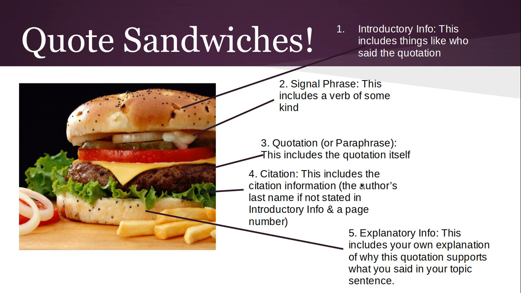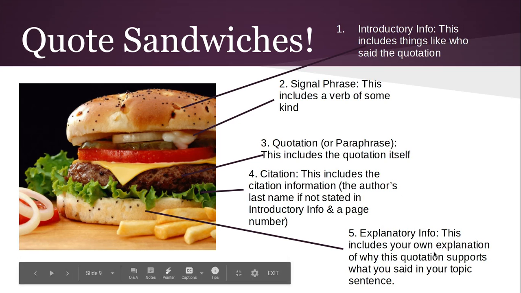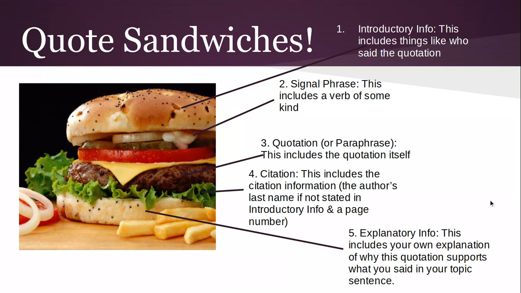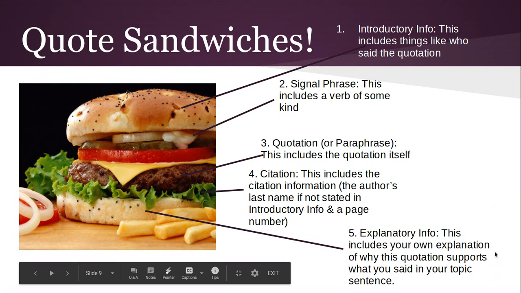After that, you have a citation. Remember that we're citing in MLA for our class, which means that you've got the author's last name and a page number. And then you've got explanatory information. This is your explanation of how that quote supports what you said in your topic sentence. So the idea here is that your whole paragraph works together to incorporate this quote in a way that makes sense, and to help readers understand how this quote is helping you prove your point.